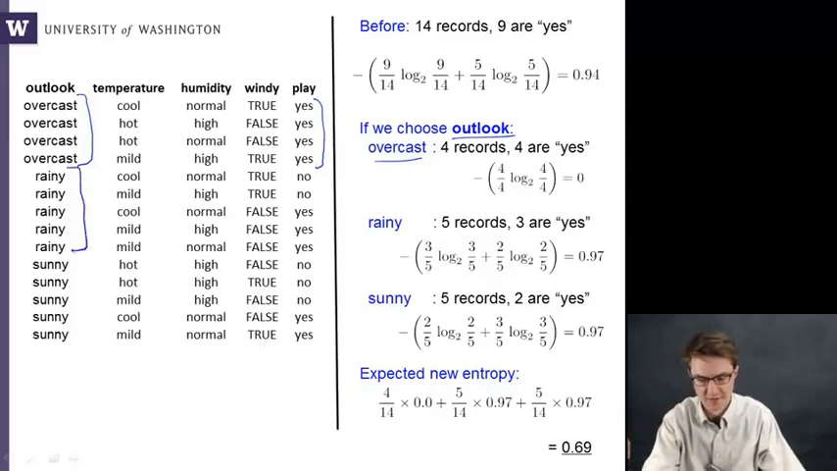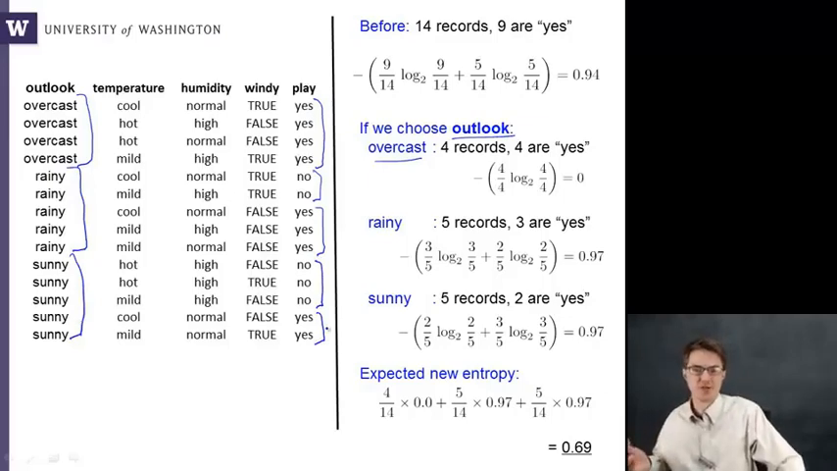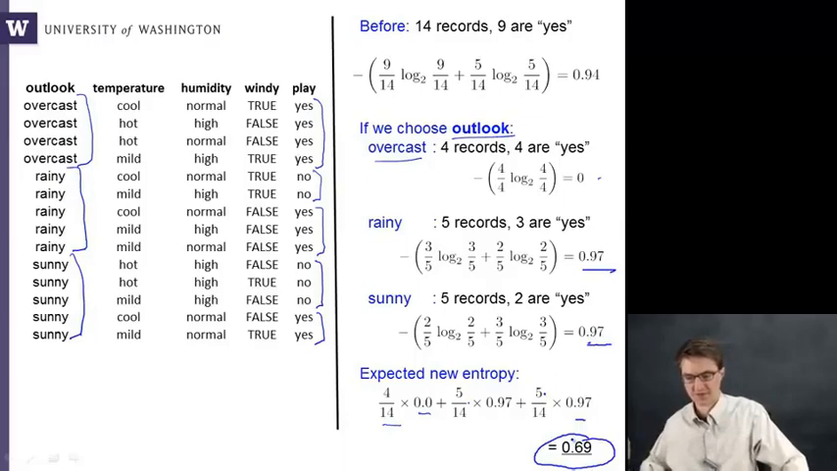All right. And the value rainy has 2 no's and 3 yeses, so 5 records total. 3 out of 5 log 3 out of 5 plus 2 over 5 log 2 over 5 is 0.97. And then finally, if it's sunny, then you have 3 no's and 2 yeses, and it's the same value, 0.97. And so now the expected new entropy, if we have chosen outlook, you compute an expected value. Expected value is the probability of making that choice times the value of that choice. So 4 out of 14 has a value of 0, 5 out of 14 has a value of 0.97, and 5 out of 14 has 0.97 again, right? And so compute the total there, and it's 0.69.